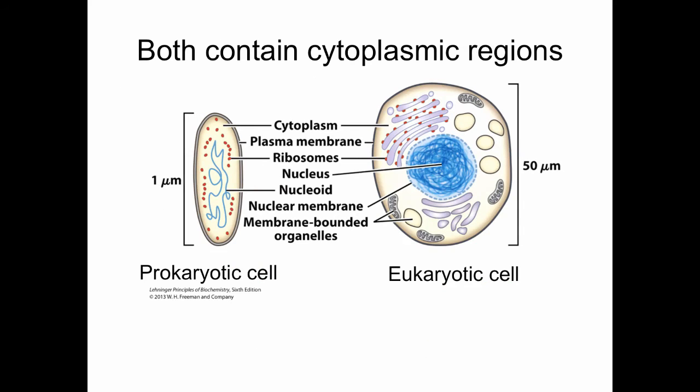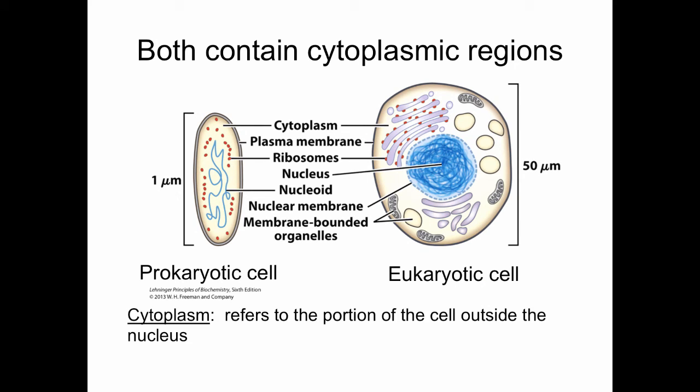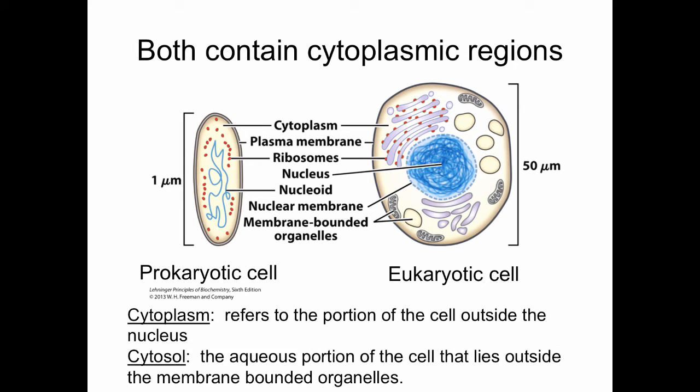Both prokaryotes and eukaryotes contain cytoplasmic regions. The cytoplasm refers to the portion of the cell outside of the nucleus, whereas the cytosol refers to the aqueous portion of the cell that lies outside the membrane-bounded organelles.